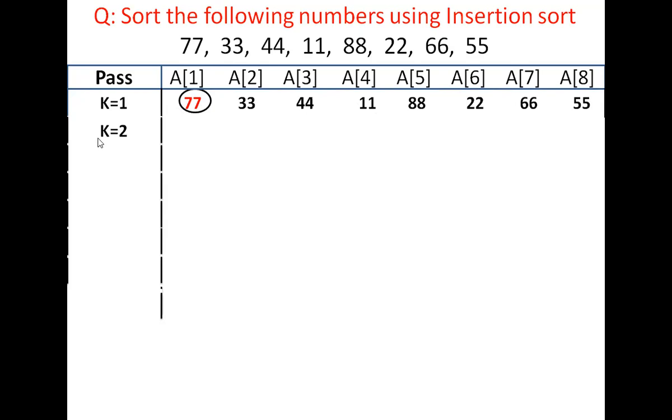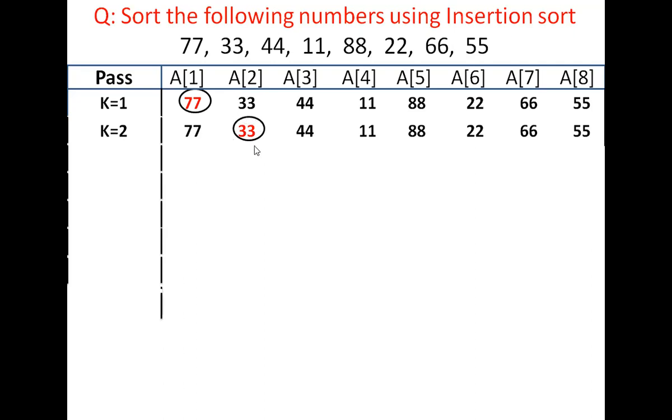Then in the second pass, k is equal to 2 indicates the second step or second pass, and because 77 is already sorted, what is the element to be sorted here? A of 2 is the element to be sorted. What is there in A of 2? 33 is the number in A of 2. So this 33 is the number to be sorted. What we do is we circle this number. Whatever number we are going to sort, you circle that number in each pass.